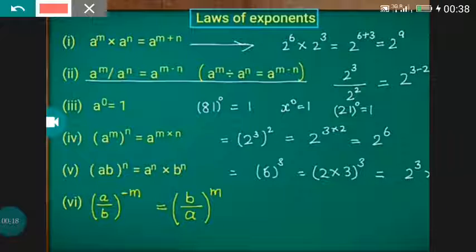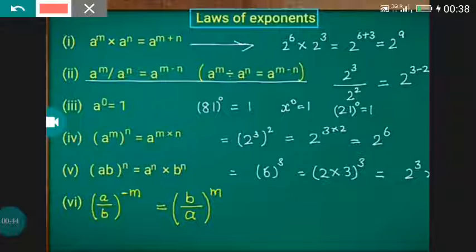See, the first one is a raised to power m into a raised to power n is equal to a raised to power m plus n. Now what is happening here? The base is same. What can we see? We can see that the base is same. So when the base is same, what happens? As per the laws of exponent, the powers get added. So you can see a raised to power, then it becomes m plus n. Correct? Now let's take an example, a small example.